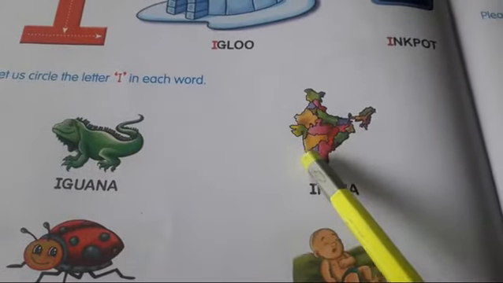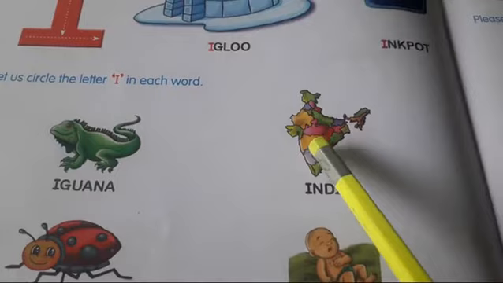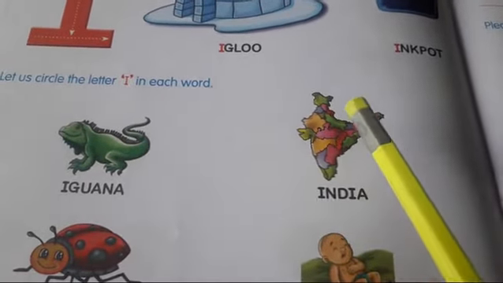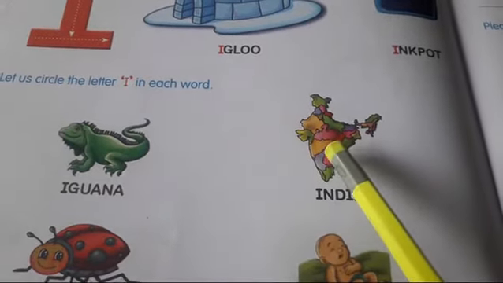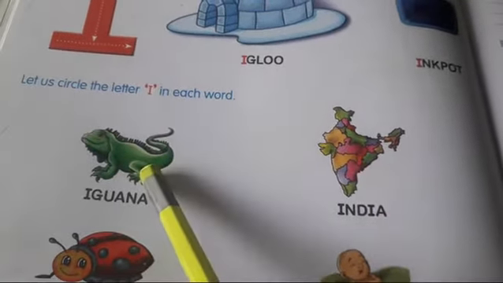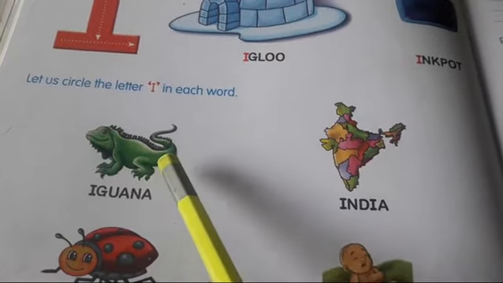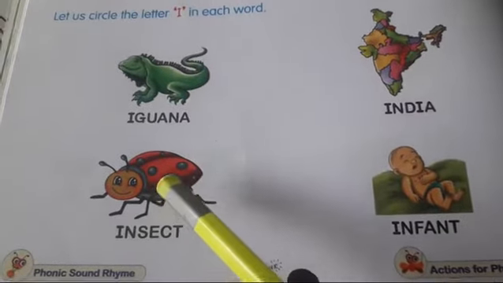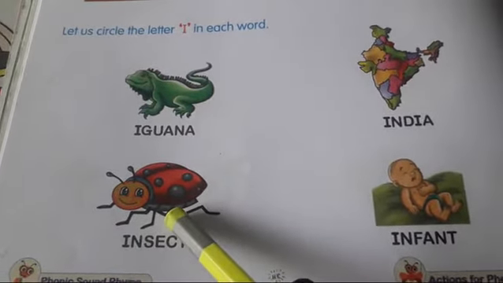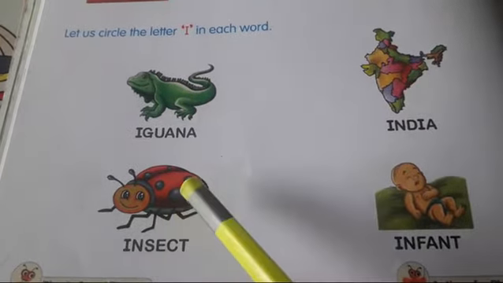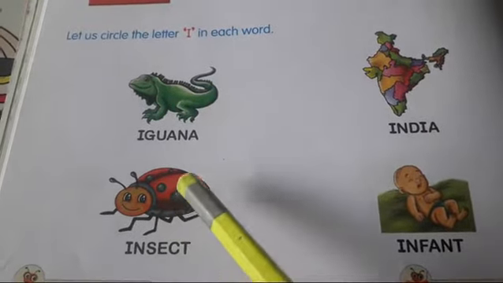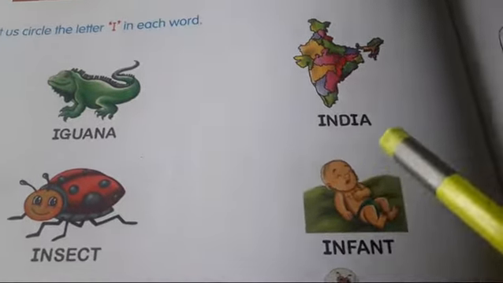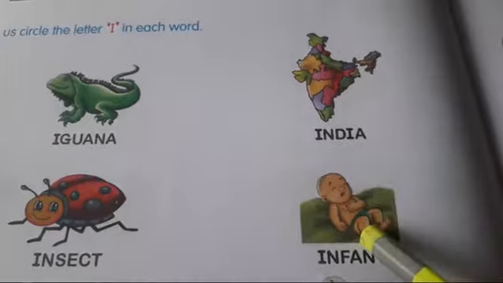Which picture is this, children? India. Yes, our country name is India. I is for India. I is for iguana. Insect. I is for insect. Infant. I is for infant.